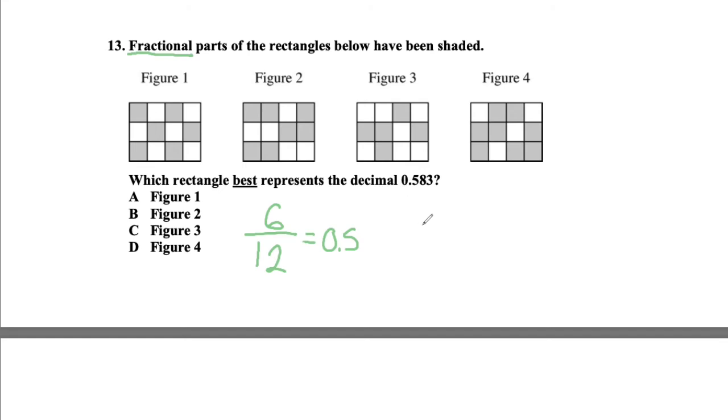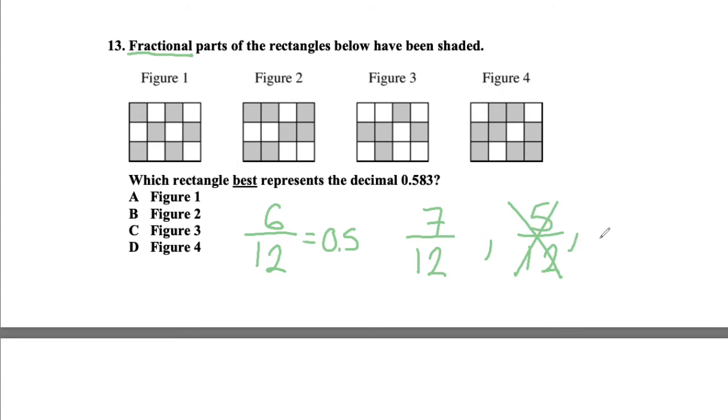So for figure number 2, remember it's going to be over 12. And then figure 2 has 1, 2, 3, 4, 5, 6, 7 shaded. I'm not too sure what this is, so I'm going to keep going for now. Figure 3, it's going to be out of 12, 1, 2, 3, 4, 5. We know that this is less than half. 5 out of 12 is going to be less than 0.5. So there's no way that this can be 0.583.